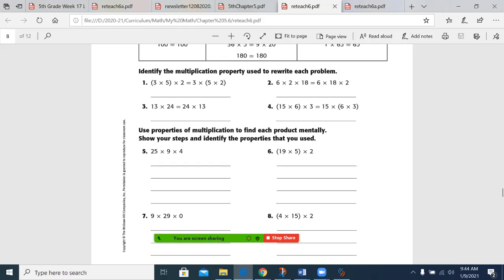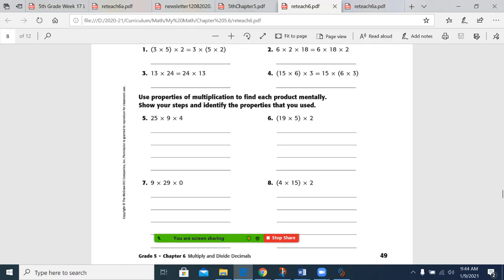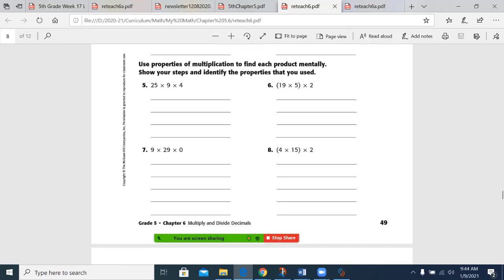First one, I see parentheses right off the bat. The order is 3, 5, 2, 3, 5, 2, and I look for the parentheses, so it's associative. Here, 13 times 24 equals 24 times 13. I notice I've changed the order. There are no parentheses, and there's no number times 1. It has to be commutative. Now, here, use properties of multiplication to find each product mentally, and then identify it.